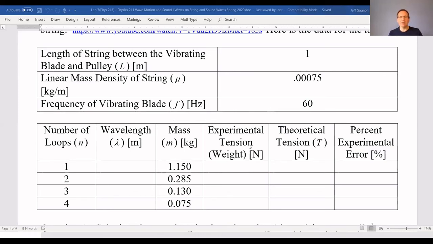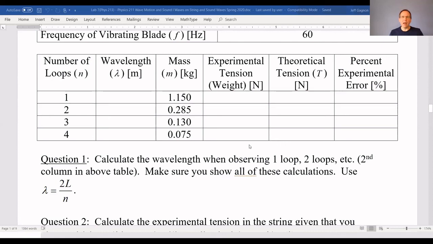And then the data I collected for you was I had to figure out how much mass to hang from the string so that I was observing exactly 1 loop, and then 2 loops, 3 loops, and 4 loops. So these are the mass values here. I had to put 1.150 kilograms on the hanger, including the hanger itself, right? And then I observed exactly 1 loop. You will see this when you watch the video. I had to put on 0.285 kilograms to observe 2 loops, 0.130 kilograms to observe 3, and so on. And really, that's all the data that you had to collect.